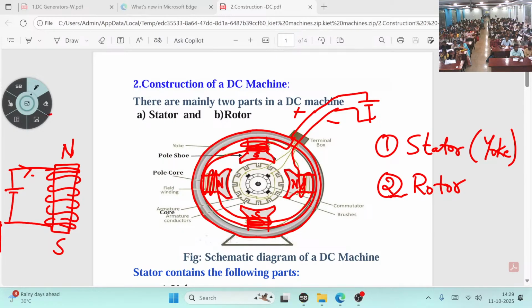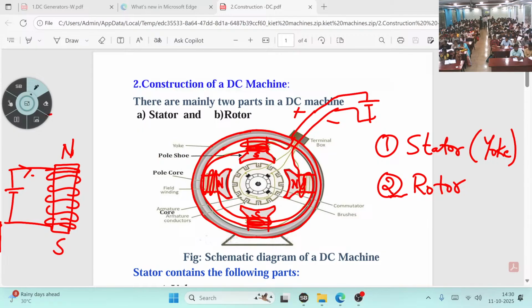Right. Then next one. Now, what is the material we are using for this winding? Copper. Always copper for winding. Here also for winding. Whenever you say winding, it is copper wire, copper material.